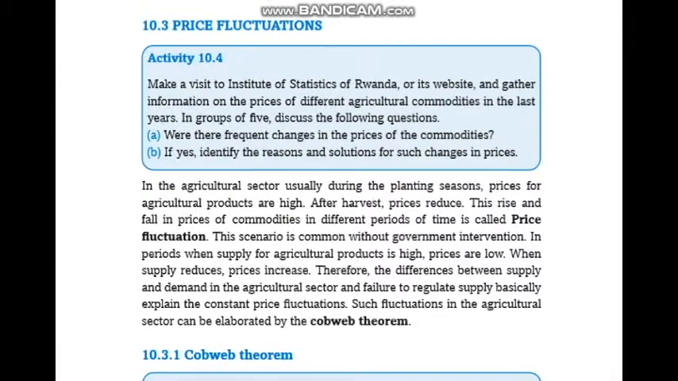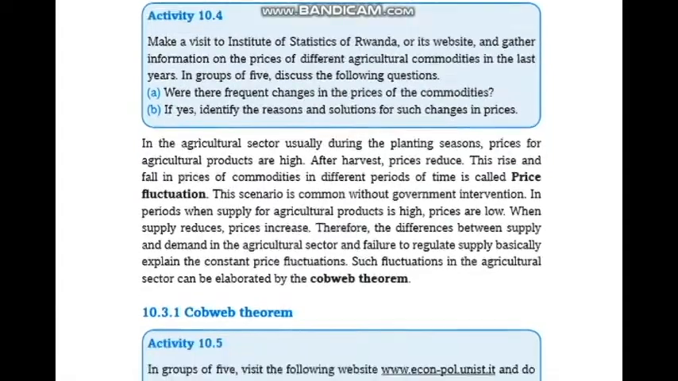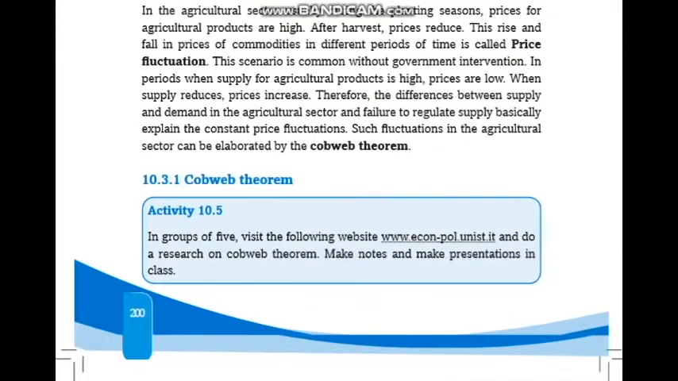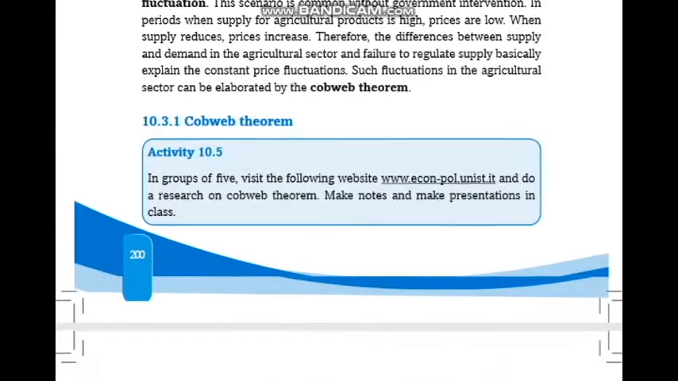What is price fluctuation now? We have seen that it is the rising and falling of prices. That is what we call price fluctuation. In the agricultural sector, usually during the planting seasons, prices for agricultural products are high. After harvest, prices reduce. This rise and fall in the price of commodities in different periods of time is called price fluctuation.